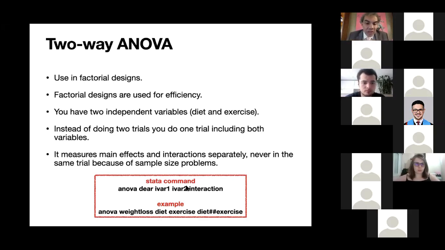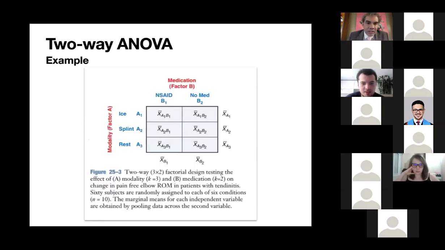The STATA command is very easy. You don't use the one-way command. You now use the ANOVA command. This ANOVA command is your weight loss, which will be your dependent variable, diet, which will be your first independent variable, exercise, which will be your second independent variable. And if you want to test for interactions, you put diet, and then this sign, which I don't know how it says, exercise. Let's see how it works.